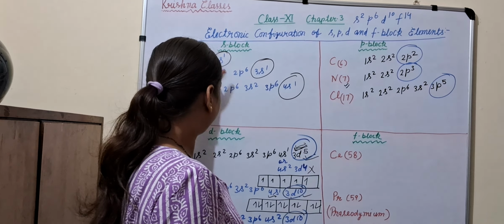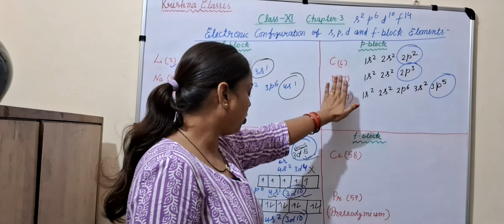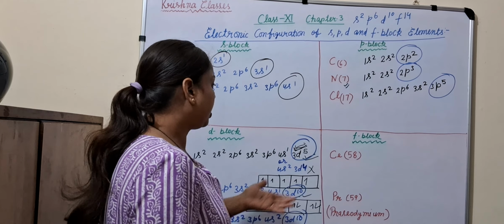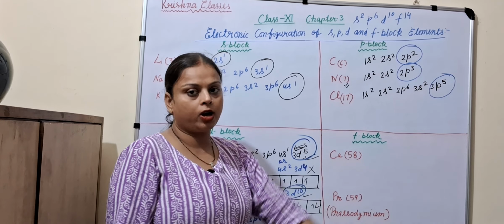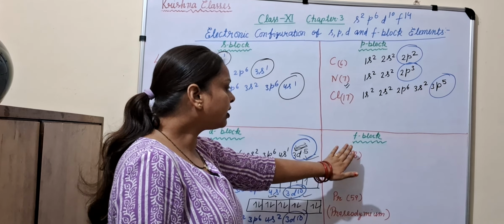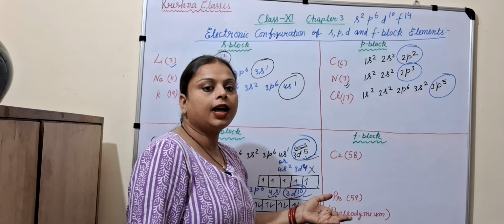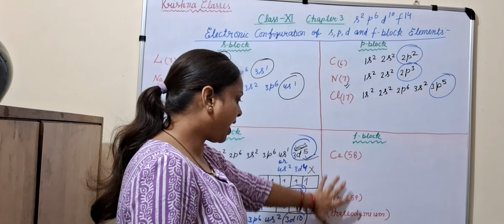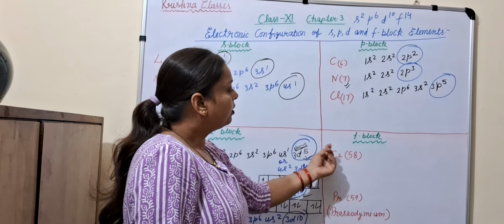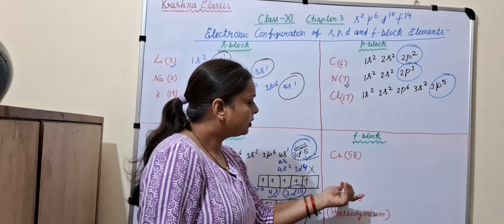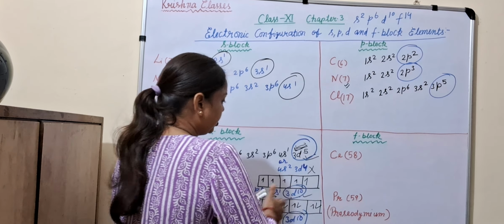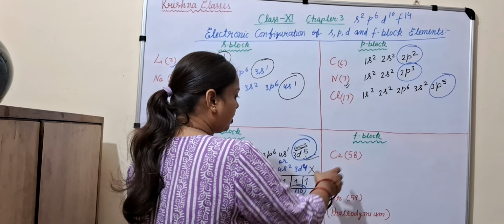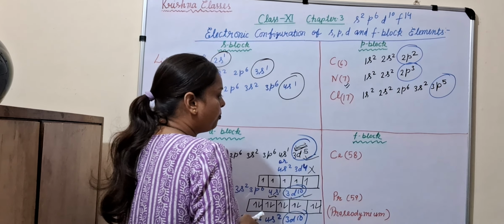So here we discussed s block, p block and d block. Now last is the f block elements. What are f block elements? In this, the last electron goes in the f subshell. Here two examples are given, two elements. We will discuss their electronic configuration. First is cerium. Atomic number is 58.